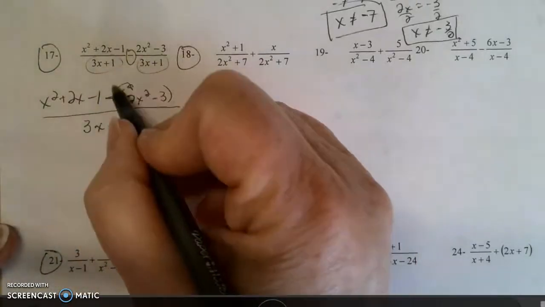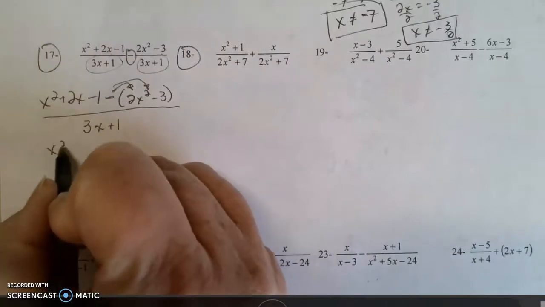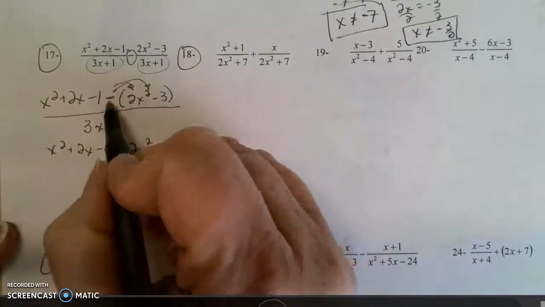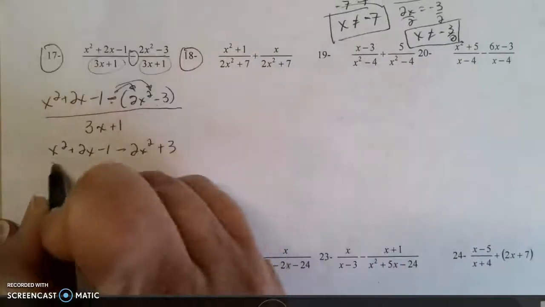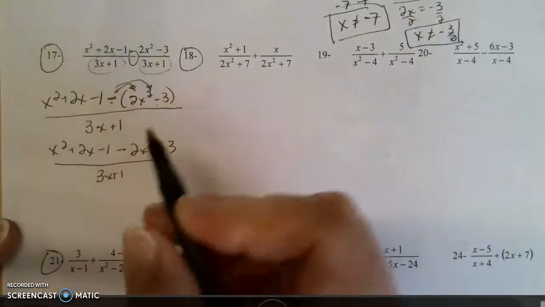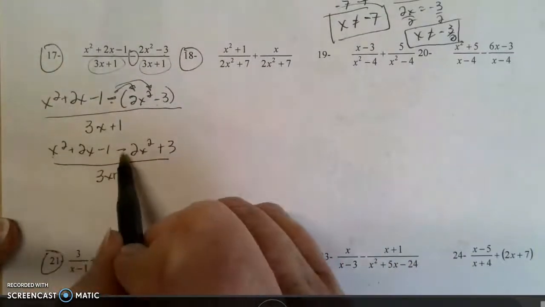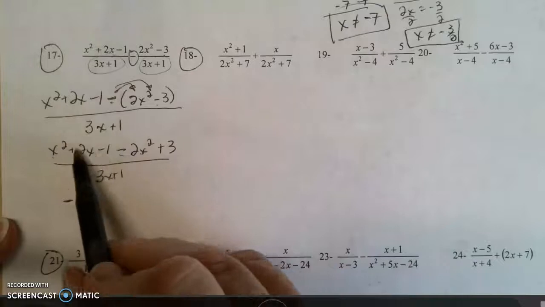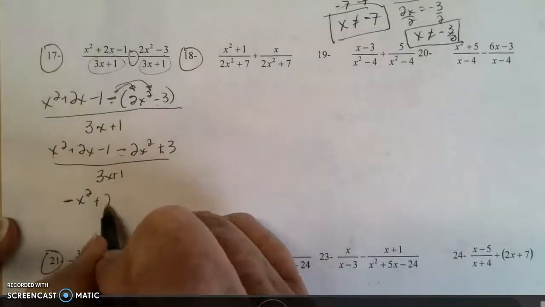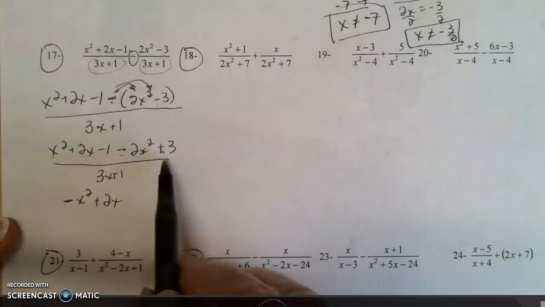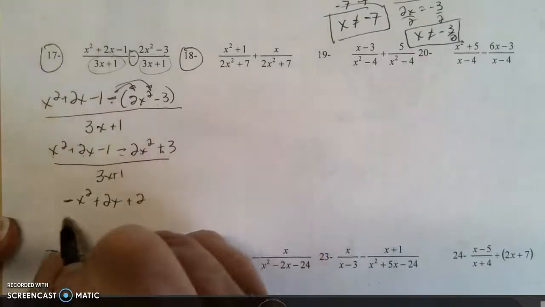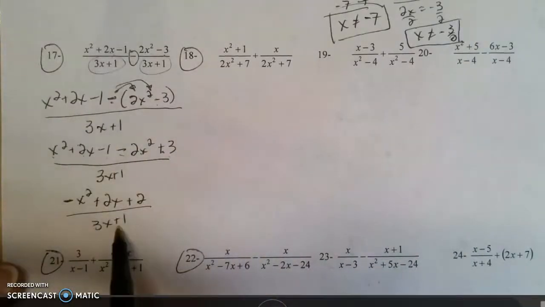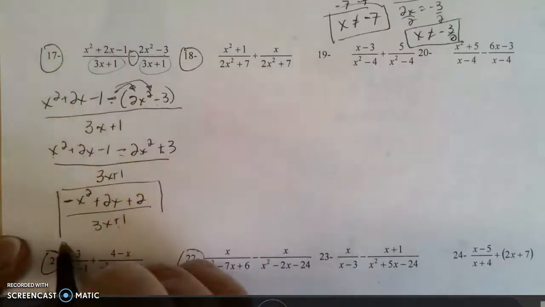So I'm going to start working on my numerator, and I'm going to distribute. Negative times negative is positive. I'm going to combine like terms. X squared minus 2x squared gives me a negative x squared. There's nothing that combines with the 2x. Negative 1 plus 3 gives me plus 2. And this is not going to factor into here, so I am simplified.